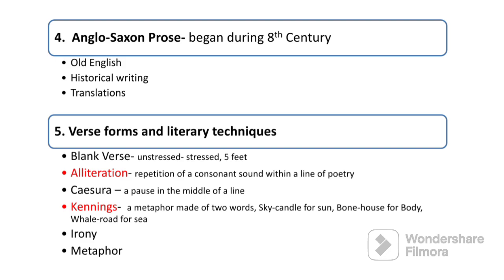This prose was Old English. It was not modern English that we read today. The fifth point is verse forms and literary techniques, and it is very important because there were some important things happening in the literature of the Anglo-Saxon age.